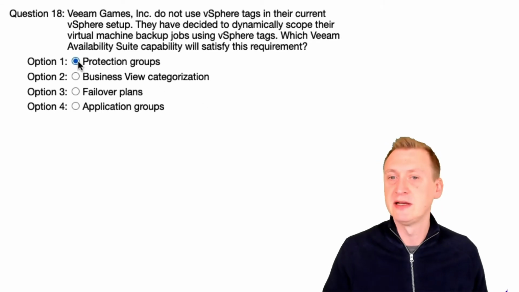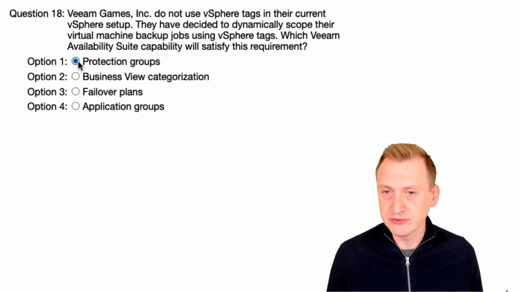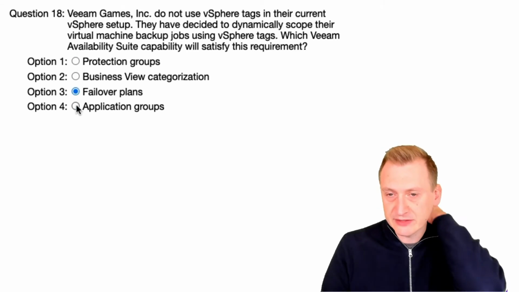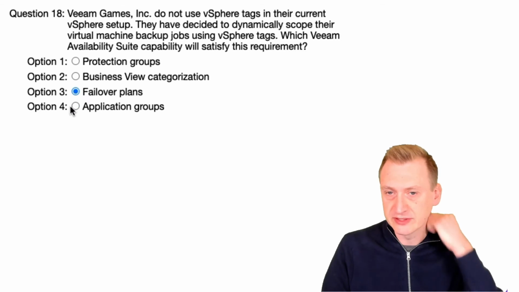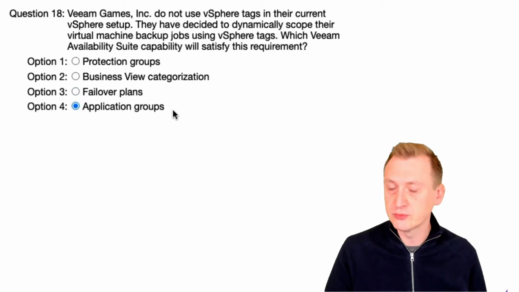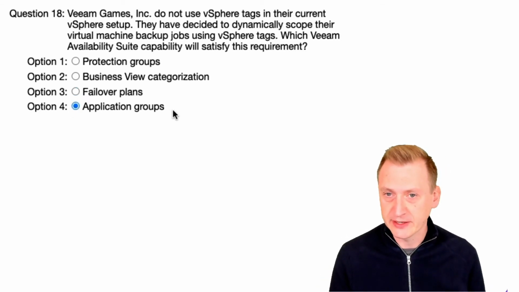Protection groups. That's something for deploying agents, right? No relation. Failover plans. That's for replicas. No connection to this either. Application groups. This is for virtual labs, your backup jobs.